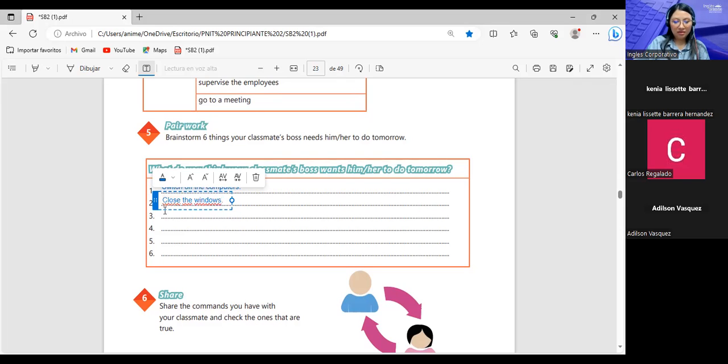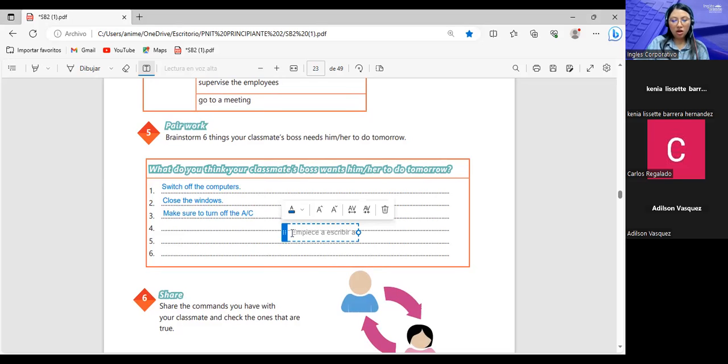Teacher, how do you say aire acondicionado? Podemos decirle AC. AC. Pongámosle así, miren, más en positivo. Make sure to turn off the AC. O turn off the AC. What else? ¿Qué más le dice su jefe antes de irse el fin de semana?